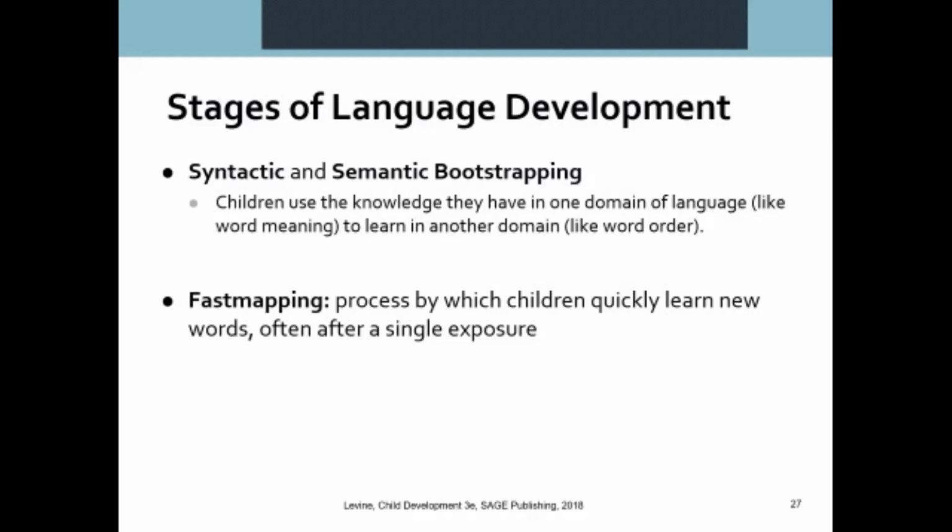So what's so amazing about the vocabulary spurt and about fast mapping? I mean, just one time hearing a new word in the right condition, and they remember it and they know the meaning of it. Because these constraints are enough to often help them figure out what a word means.